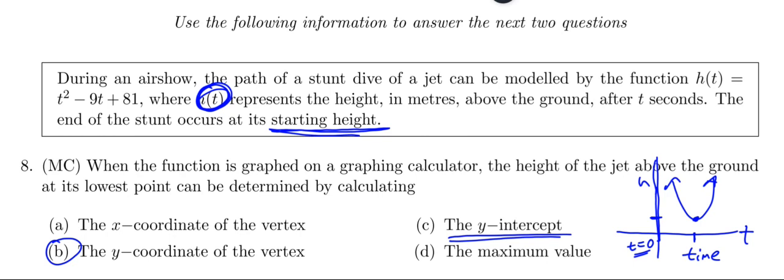So that's not it. And the maximum value, well, based on what this graph is doing here, there really isn't a maximum. It's going to shoot up forever. So yeah, that looks like it's going to be B, the y-coordinate of the vertex.